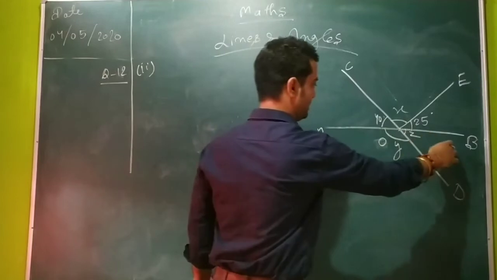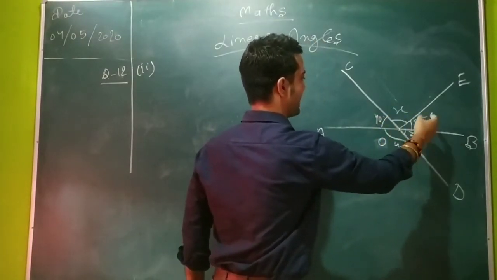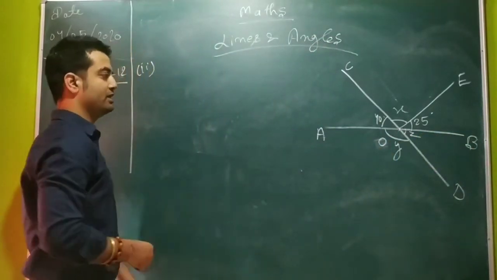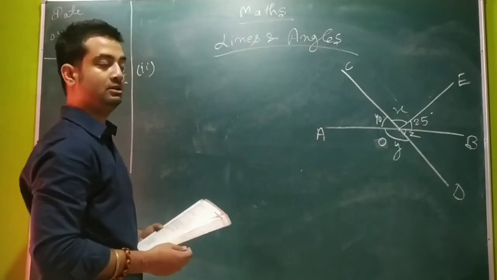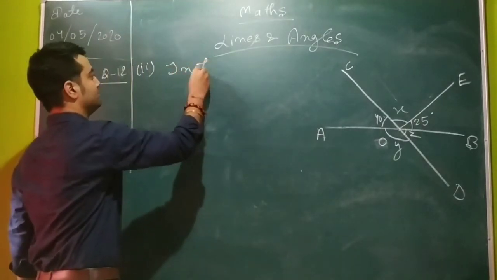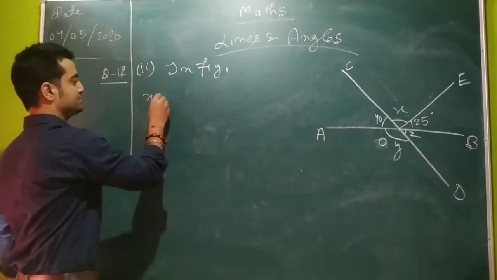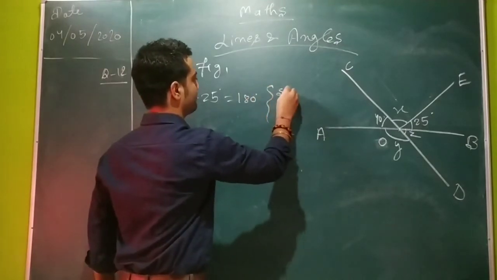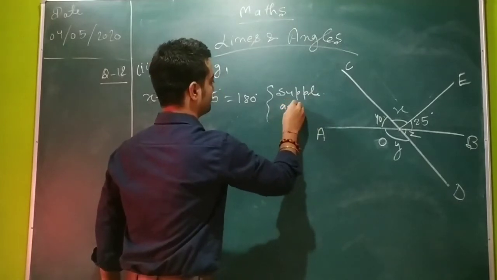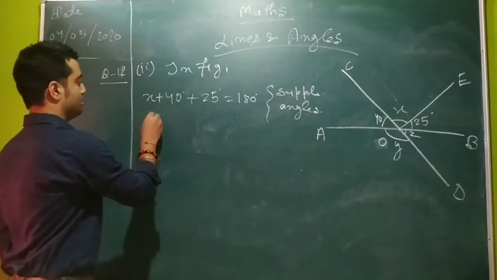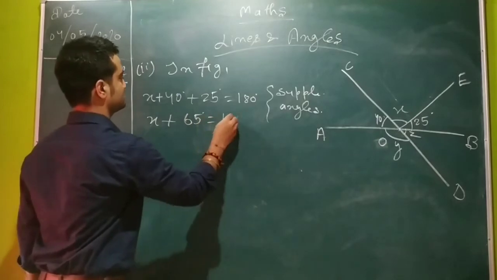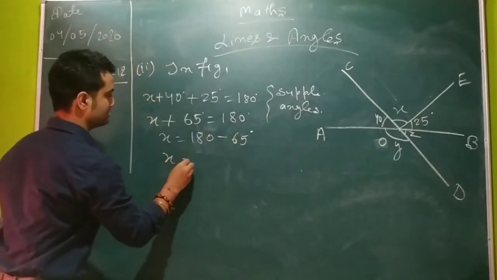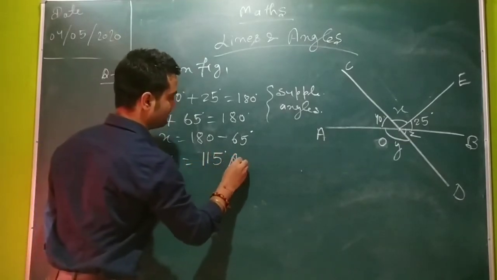If you look at the line segment AB, on point O, three angles are here: 40 degree, X and 25 degree. Since OA and OB are straight lines, we have formed straight line AB, so clearly their sum will be 180 degrees because they will be supplementary angles. So in the figure, X plus 40 degrees plus 25 degrees will be equal to 180 degrees because these are supplementary angles. Now, when we add 40 and 25, we get 65 degrees, so X plus 65 equals 180. X equals 180 minus 65 degrees. So X equals 115 degrees.